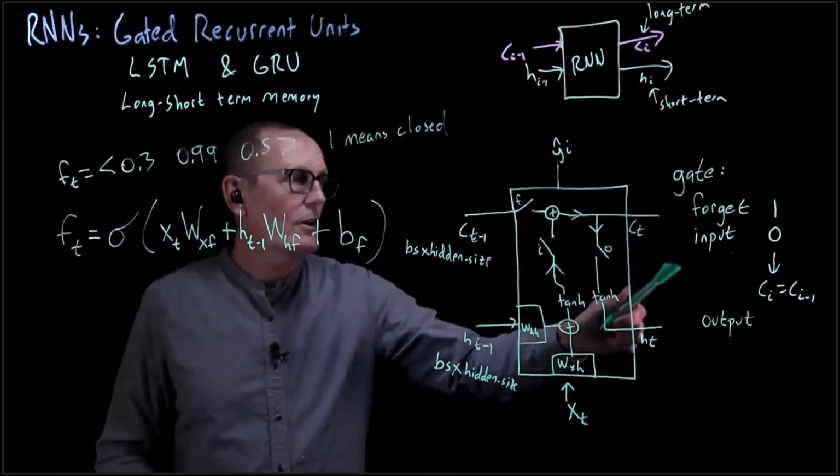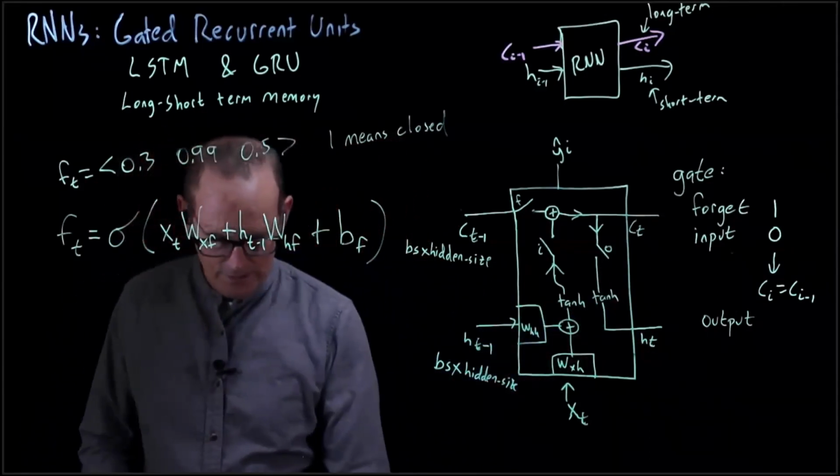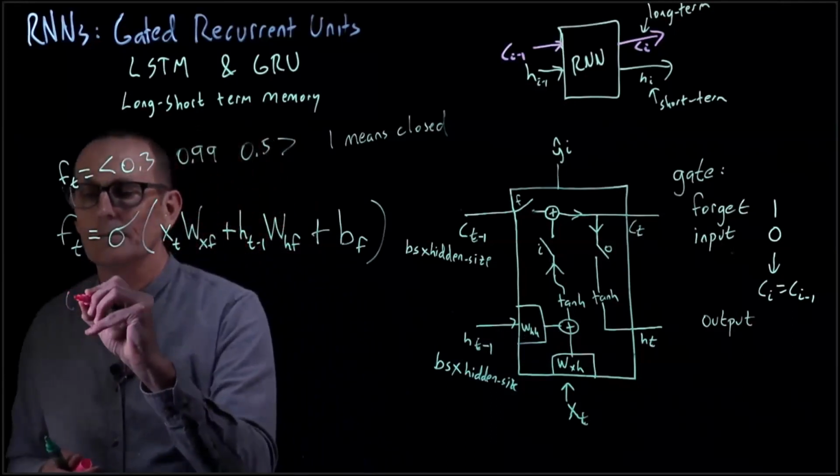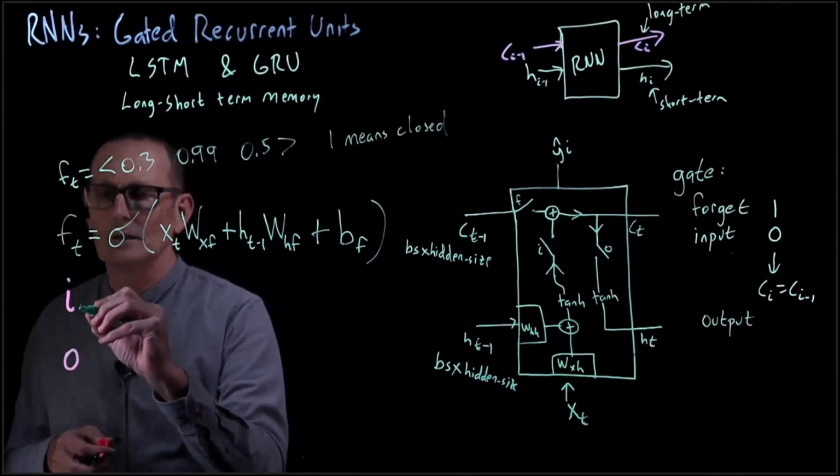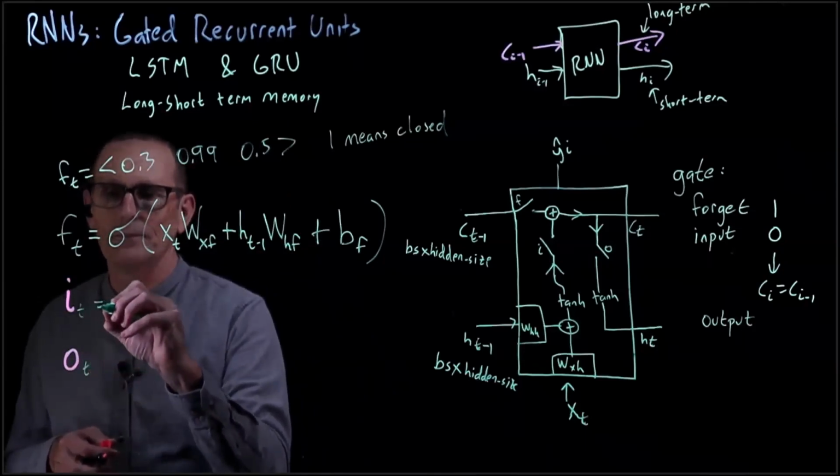So then we have our other 3 gates. Our other 3 gates are i and o, and they all look basically the same.